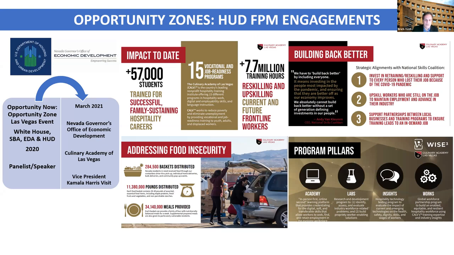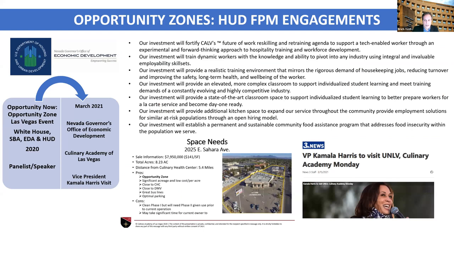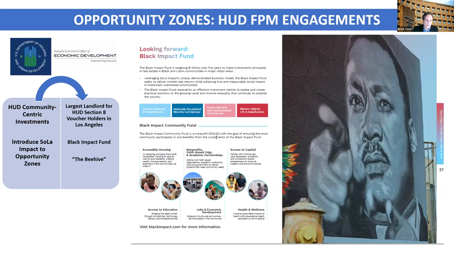For example, in the state of Nevada, there's an organization called the Culinary Institute of Las Vegas, which has been doing a lot of work, especially during the pandemic, helping their workforce that's focused on the hospitality industry. Part of that effort is a collaboration with the Nevada Governor's Office of Economic Development, looking at where they may relocate or expand their facilities into an opportunity zone closer to where their workers are. Recently, Vice President Kamala Harris visited the site in March, working around their space needs and helping them address this area in the community they want to help revitalize.